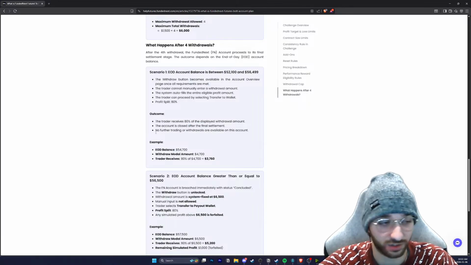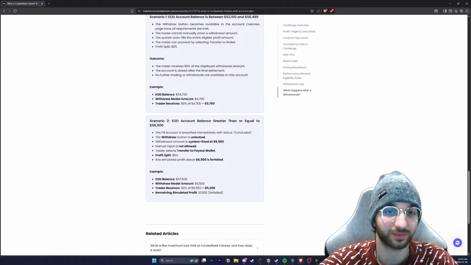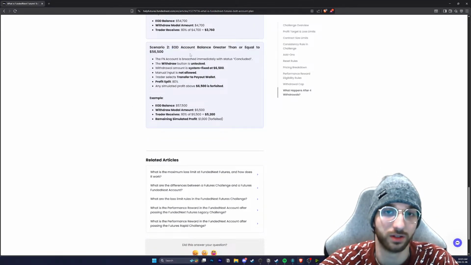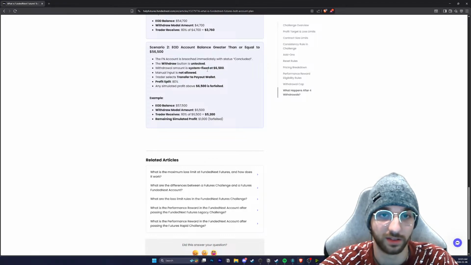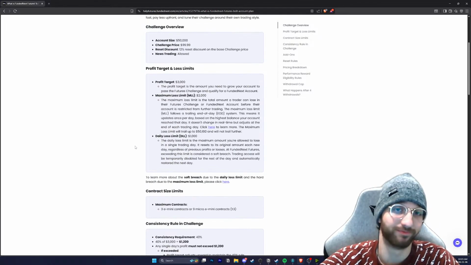They just pull the switch on that. They're like, well, you got 4 payouts. This is your 5th and last one. And they just boot you. No further trading or withdrawals are available on this account. And then scenario 2, they just tell you, well, if you have more money than 6,500, you just forfeit that amount. Yeah, so $1,000 forfeited. So kind of wild.